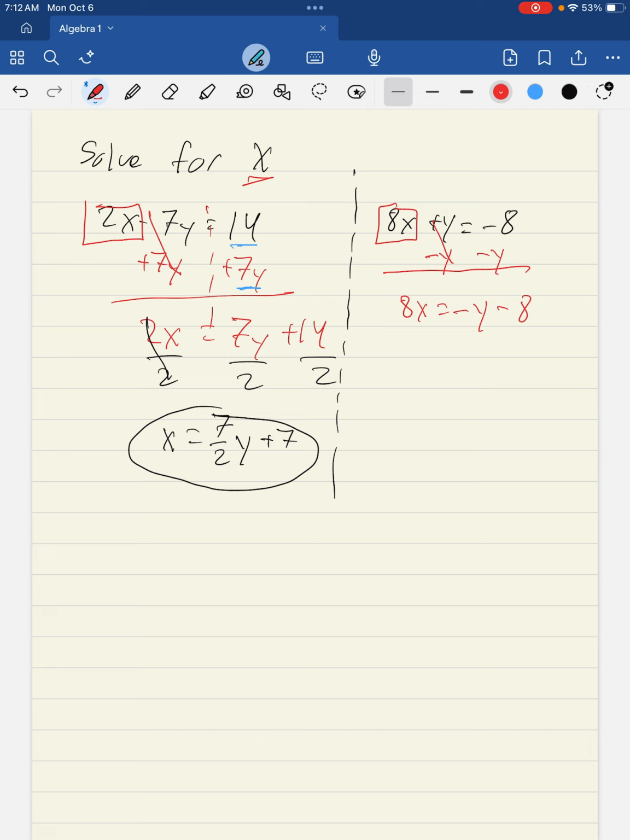From here, I need to remember there's an invisible 1 before that y. Why do I need to do that? I'm going to divide everything by 8 to get my x totally by itself. And I want to turn this into a fraction, and my fraction is that part right there. So I have my x. So this is negative 1 over 8 times y. And then 8 over 8 is just 1, minus 1. We have to make sure we keep our signs correct.